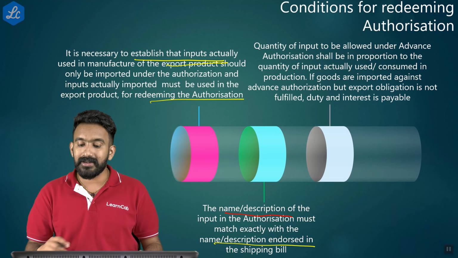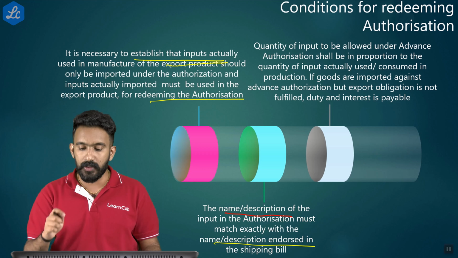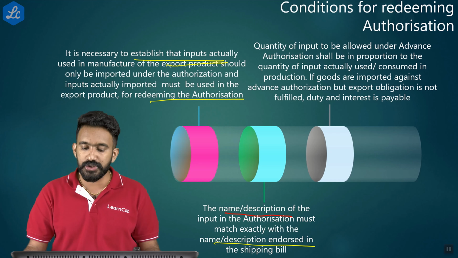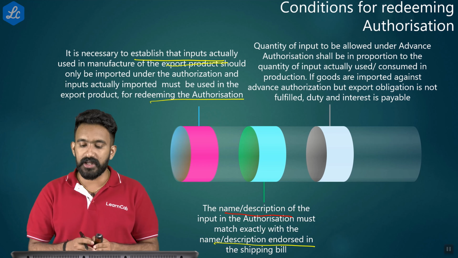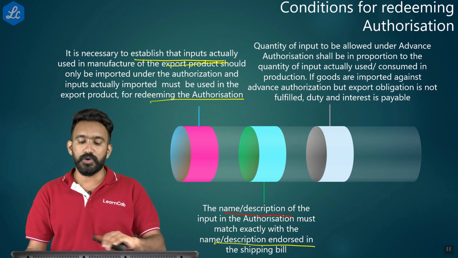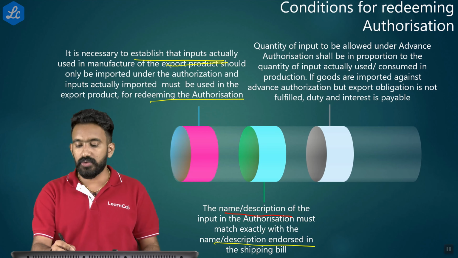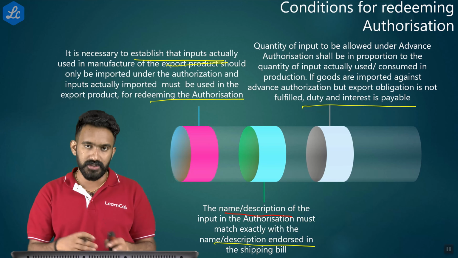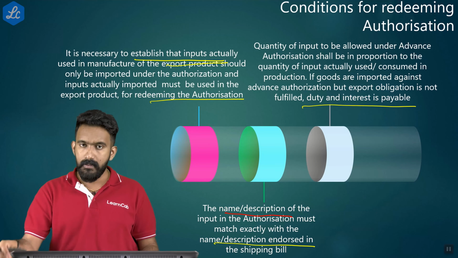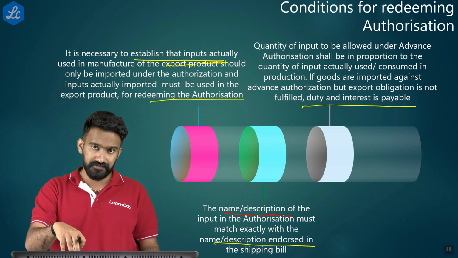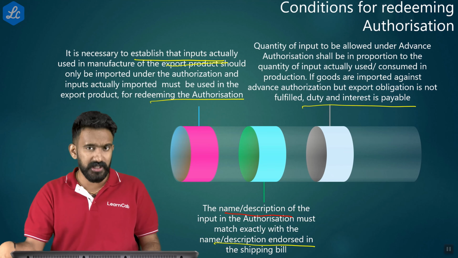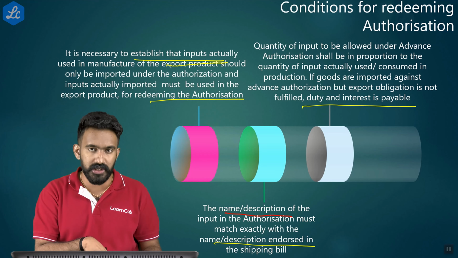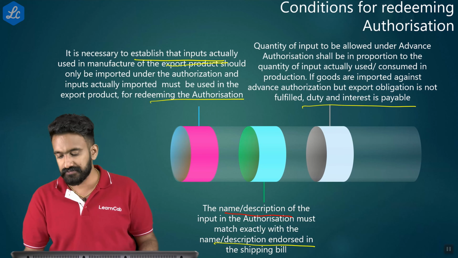Then the quantity of inputs to be allowed under advance authorization shall be in proportion to the quantity of inputs actually used or consumed in production. If the goods are imported against advance authorization but the export obligation is not fulfilled, then you will have to pay the duty. So your advance authorization will be based on how much inputs are required for production of the export product. Also, if you don't meet the export obligation, then on your advance authorization product also, whatever import you have done, you will have to pay the duties.